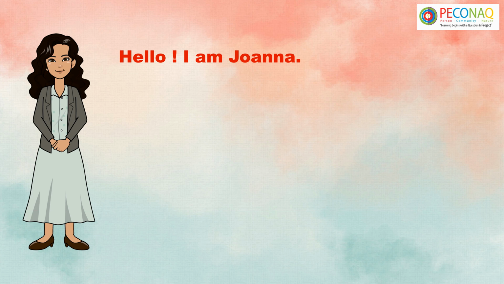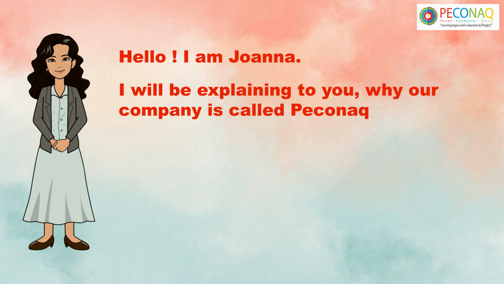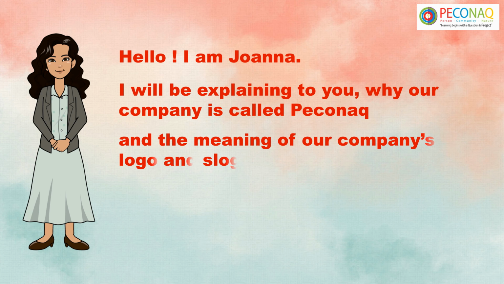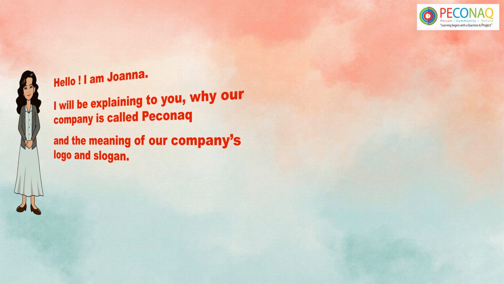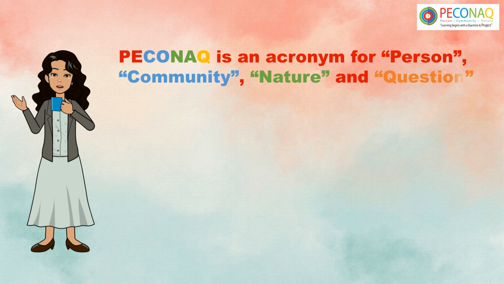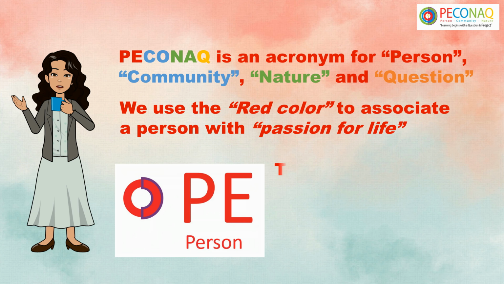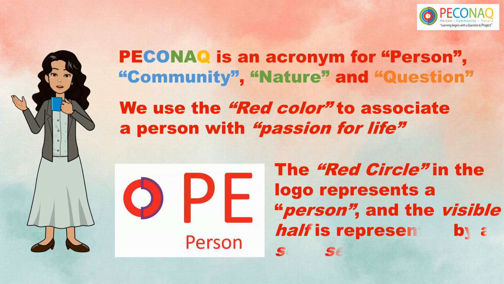Hello. I am Joanna. I will be explaining to you why our company is called Peconaq, and the meaning of our company's logo and slogan. Peconaq is an acronym for person, community, nature and question. We use the red color to associate a person with passion for life. The red circle in the logo represents a person, and the visible half is represented by a solid semicircle border.